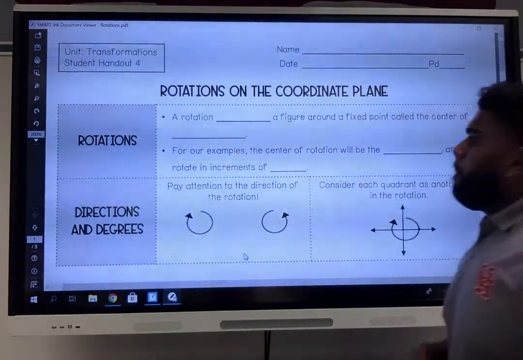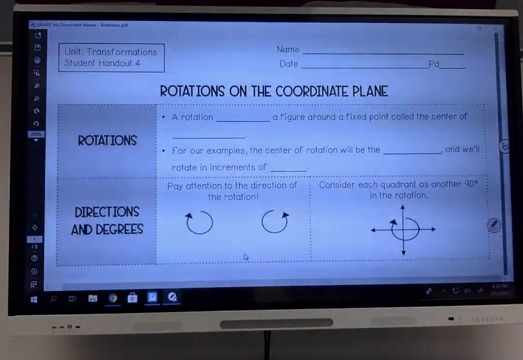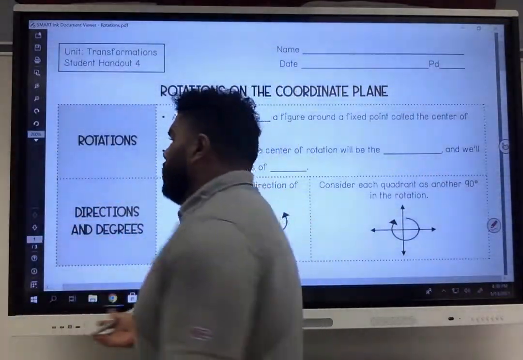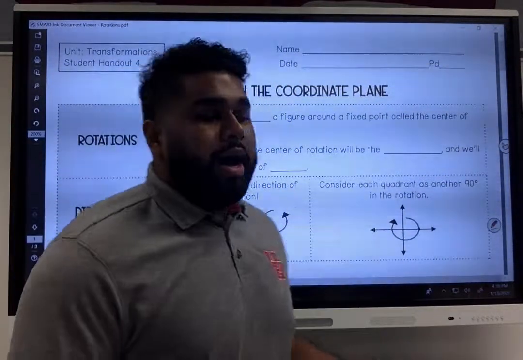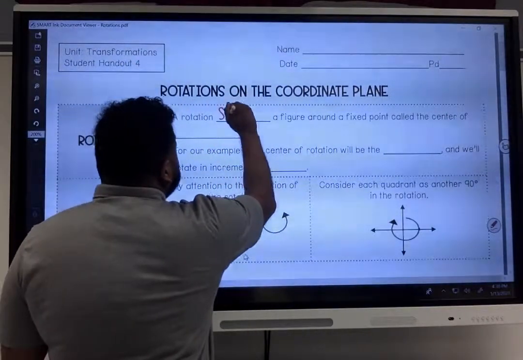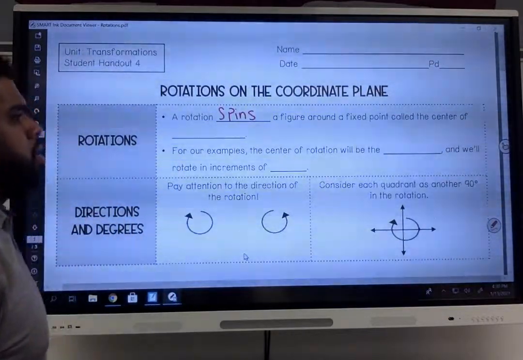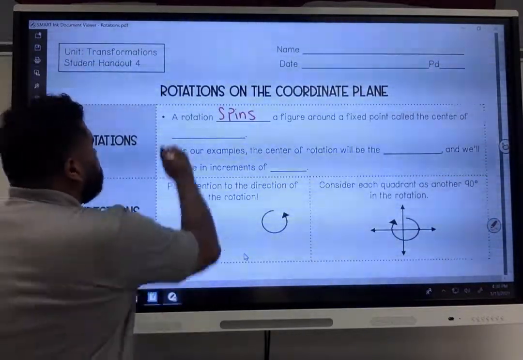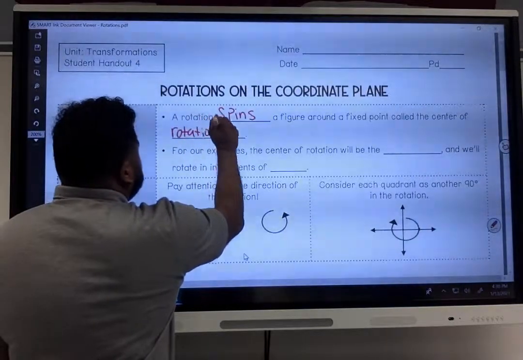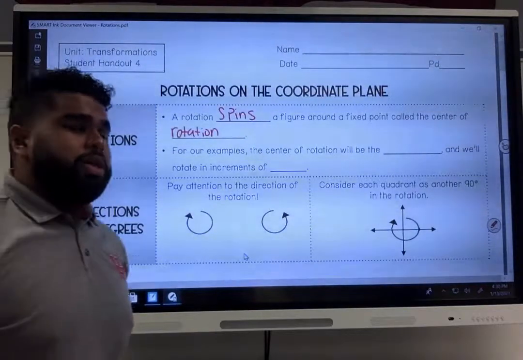Okay, so rotations. A rotation spins a figure around a fixed point called the center of rotation. A rotation is whenever you're doing this. Basically, I just did a spin. So a rotation spins a figure around a fixed point called the center of rotation. And for our example, the center of rotation will be the origin.